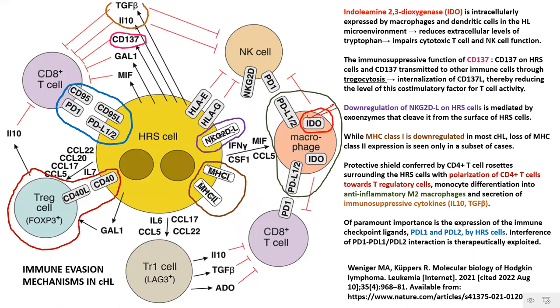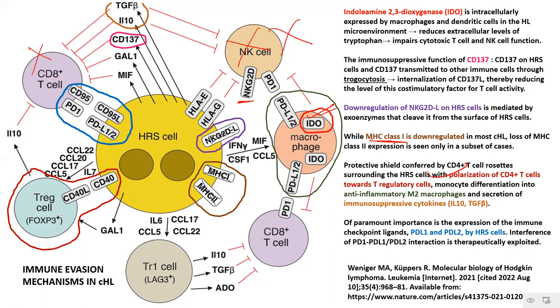So that's indoleamine 2,3-dioxygenase, which has got a direct suppressor effect on the NK cells as well as the cytotoxic T cells. And at the same time, there is also a downregulation of the activatory receptor, that is NKG2D associated ligand, on the surface of the HRS cell, thus resulting in loss of activation of the NK cell. At the same time, the MHC class 1 molecule is also downregulated on the surface of the HRS cell, because of which it is actually prevented from destruction by the CD8 associated cytotoxic T cells.